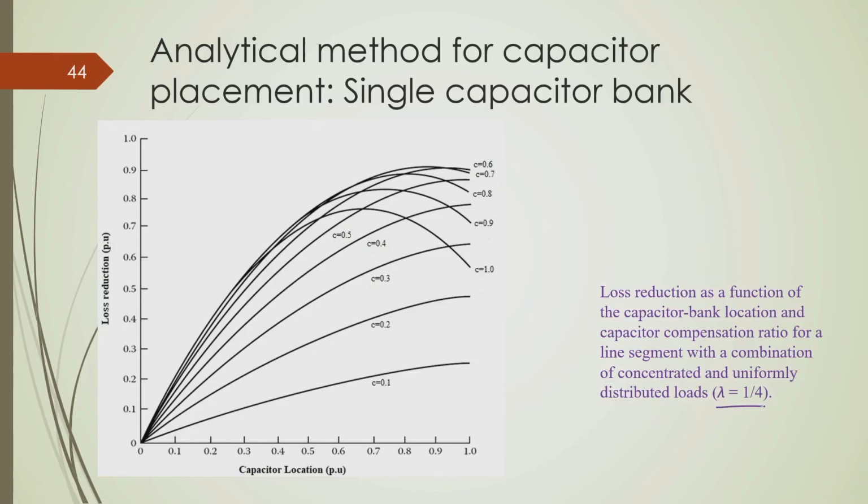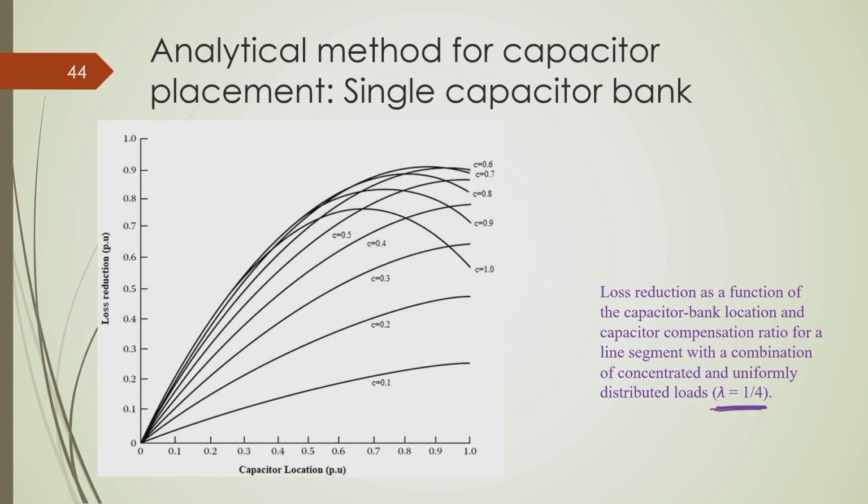Now, the next characteristics correspond to lambda equal to 1 by 4. When lambda is increasing starting from 0 to any value, that means you have a certain amount of loads which are lumped loads and a certain amount of loads which are uniformly distributed. That is why lambda is non-zero, and it means that out of all this load, certain loads are lumped and certain loads are uniformly distributed.